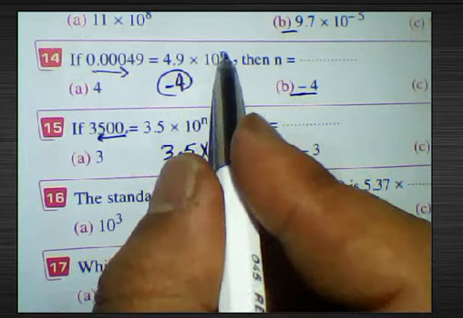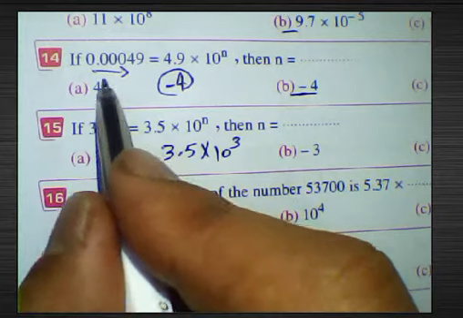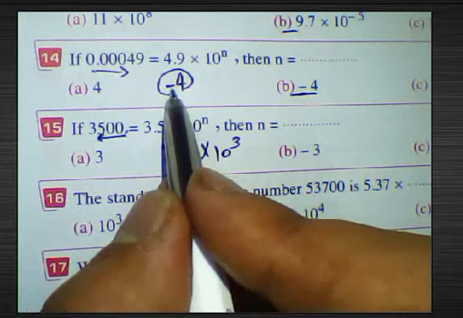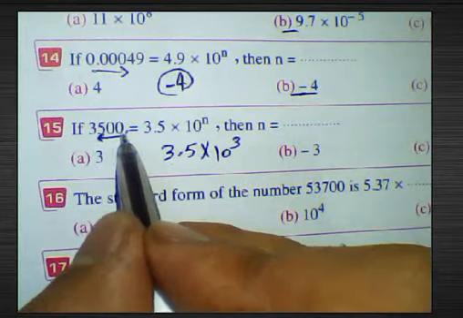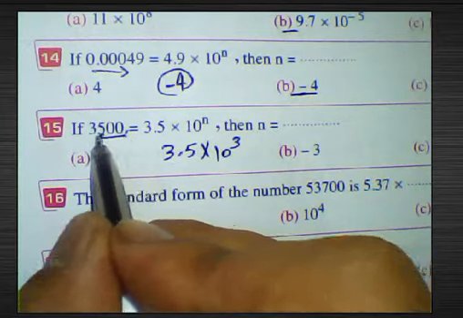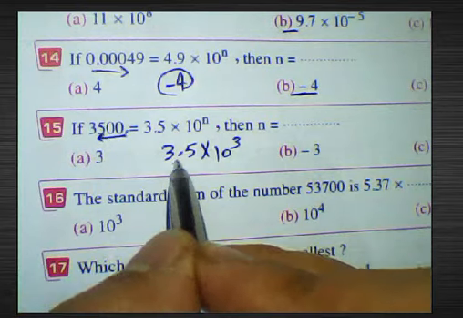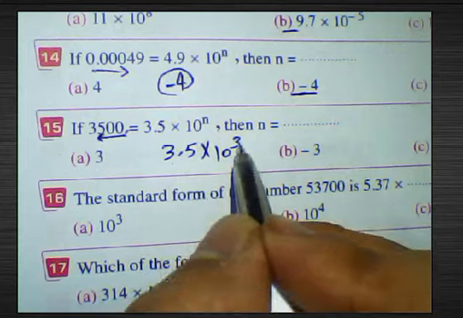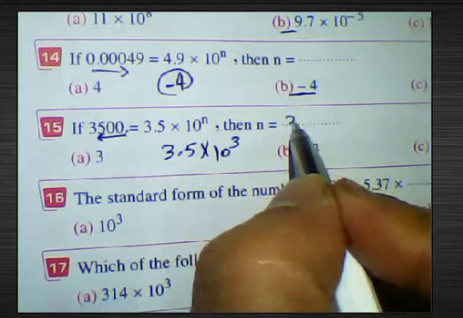And this number, 10 power negative 4, okay? Because the point is moving right-hand side we must put negative. If the point moves to the left-hand side you must write the point after 3 digits. So the result here is 3.5 times 10 power 3 and n will be 3.